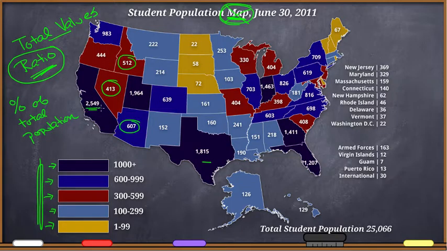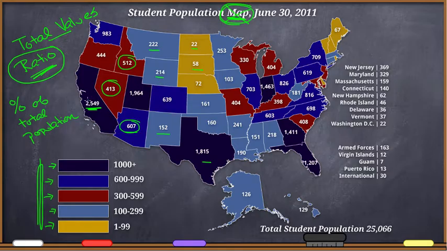2,549 students here in California, but there are also a lot of people in California. How does that compare to Arizona, which has 607, or New Mexico, which has 152, or North Dakota, which has 22, South Dakota over here has 58, but there are also a lot fewer people in North and South Dakota, and Montana over here, and Wyoming has 214. There aren't a lot of people in Wyoming.